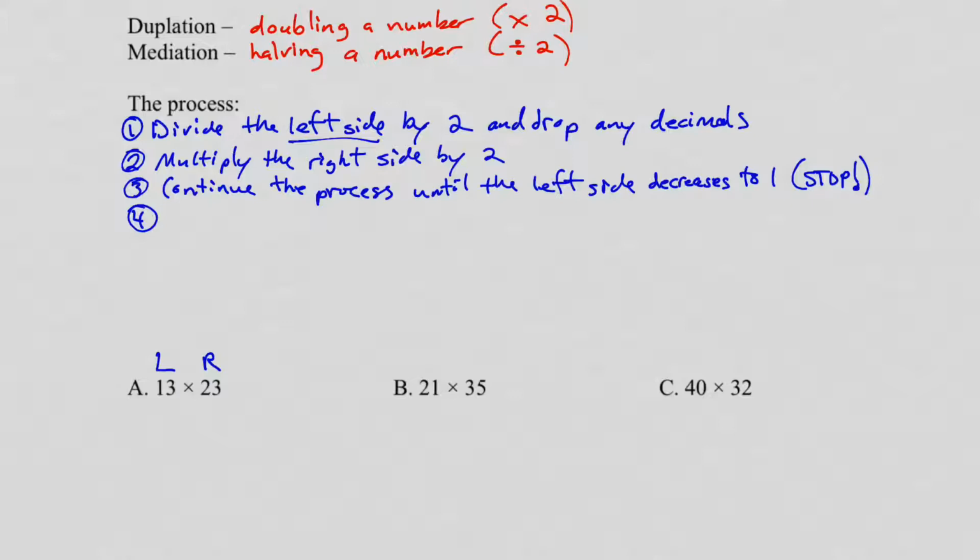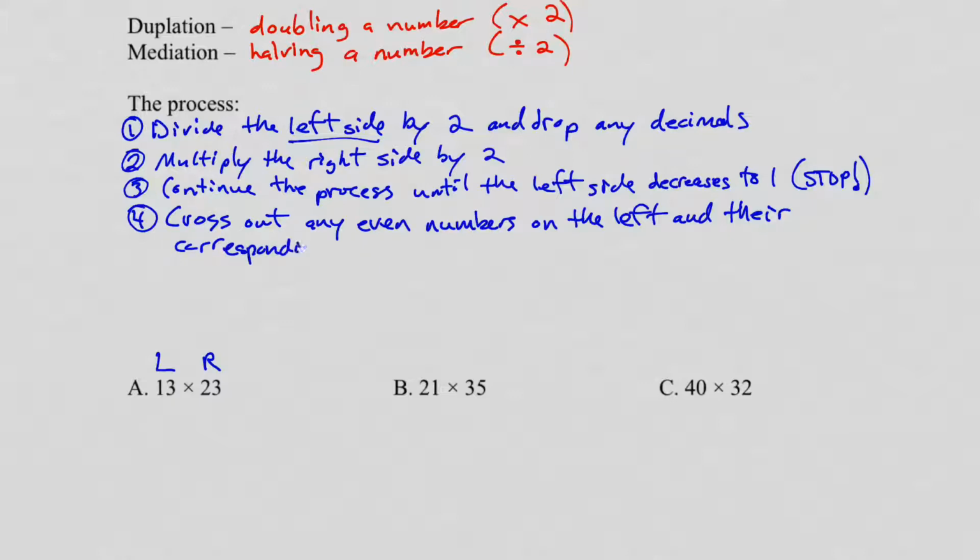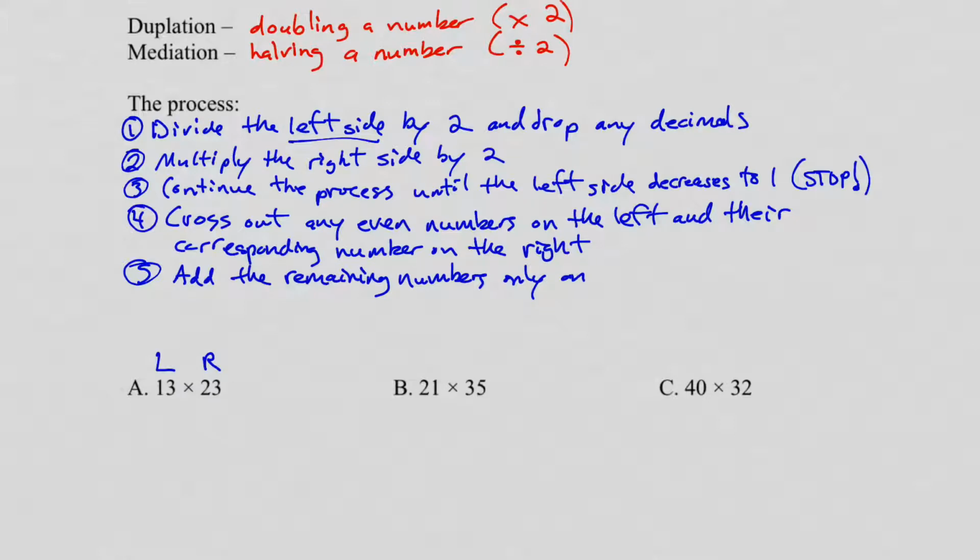Once you stop, the fourth step is to cross out any even numbers on the left side and their corresponding number on the right. This is all going to be more clear once you see it in action and once you start doing it. And then the last step is step 5, which is to add the remaining numbers only on the right side.